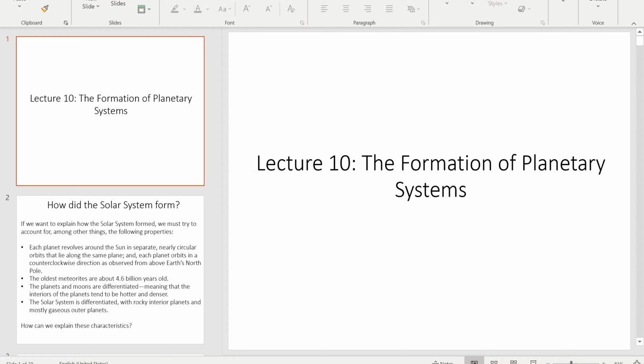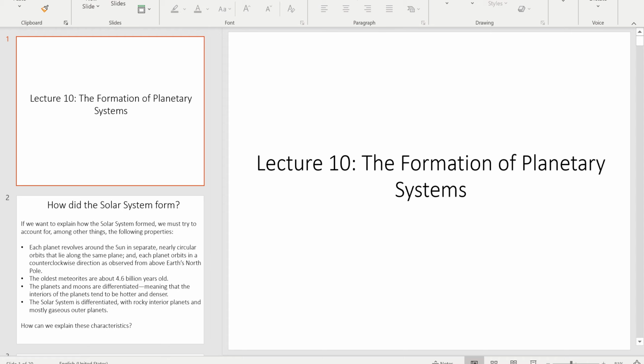I will also tell you how we come to think of this theory as being valid, how we validate our theories, because the first question that might come to your mind when we're talking about the formation of our solar system is that this must have happened a long time ago. And the answer to the question of how we know that this model is valid has to do with other solar systems as well.